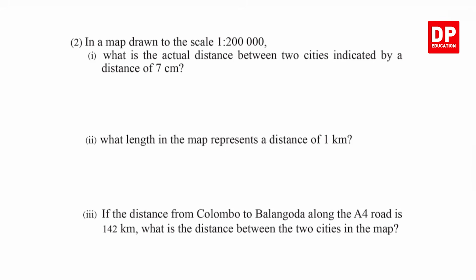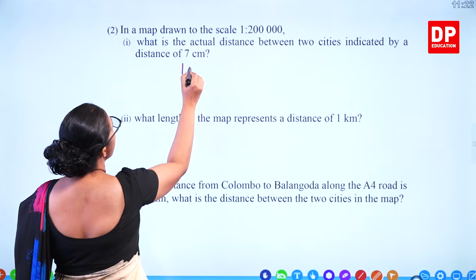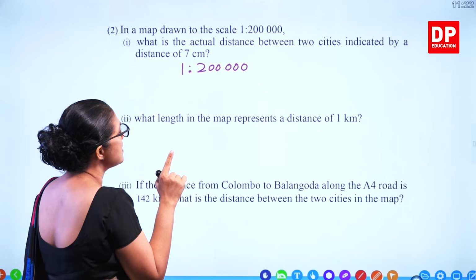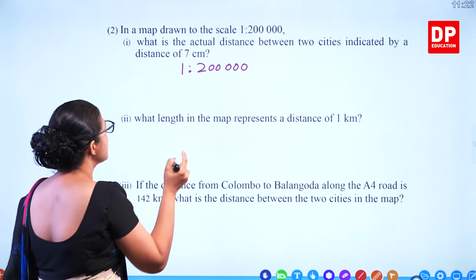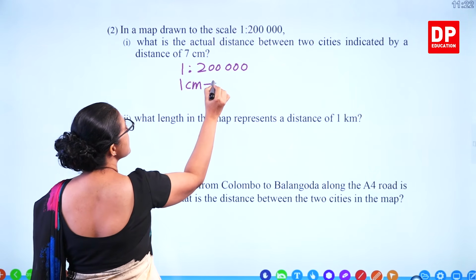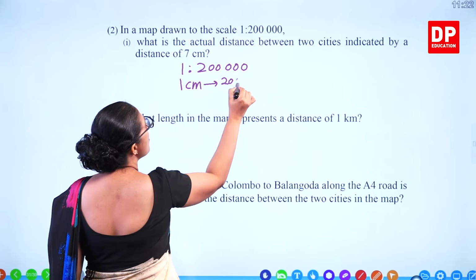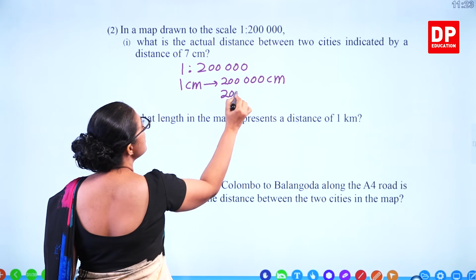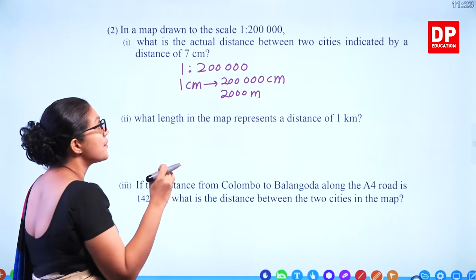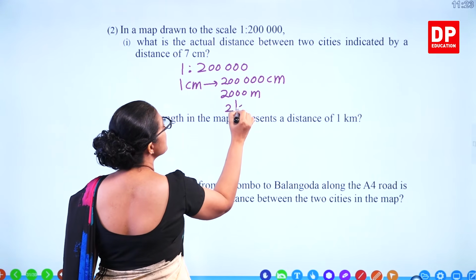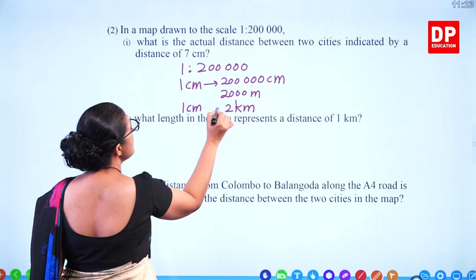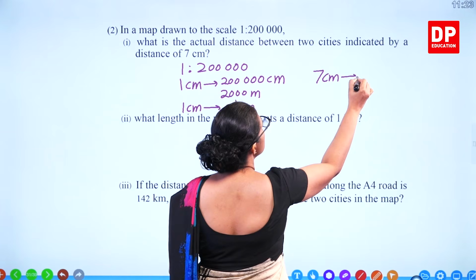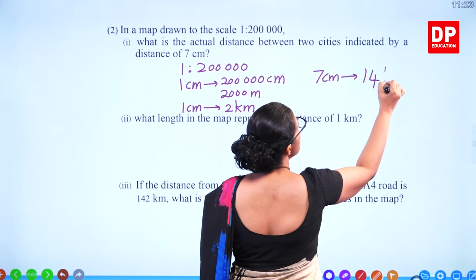In a map drawn to the scale 1 to 200,000, what is the actual distance between two cities indicated by a distance of 7 centimeters? So 1 centimeter represent how many centimeters? 200,000 centimeters. We'll convert to meters. Divide by 100. 2,000 meters. Divide by 1,000 again. You get 2 kilometers. 1 centimeter represent 2 kilometers. So what about 7 centimeters? Multiply by 7. 7 times 2, 14 kilometers.